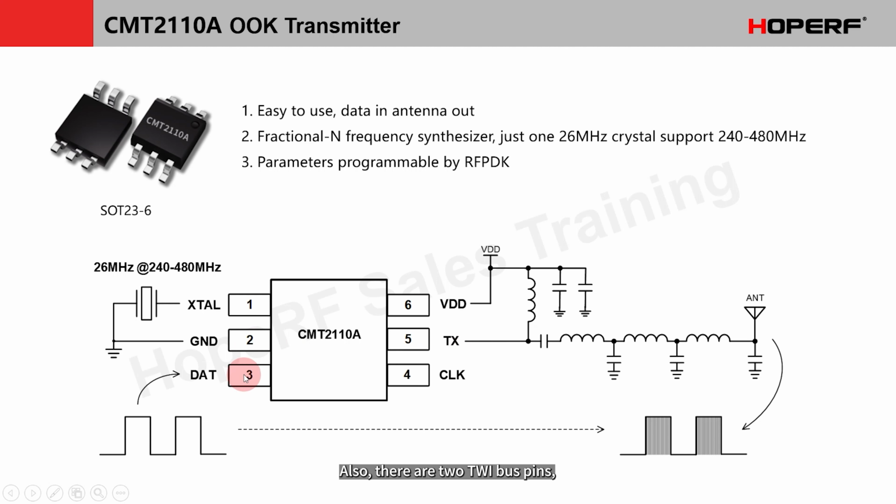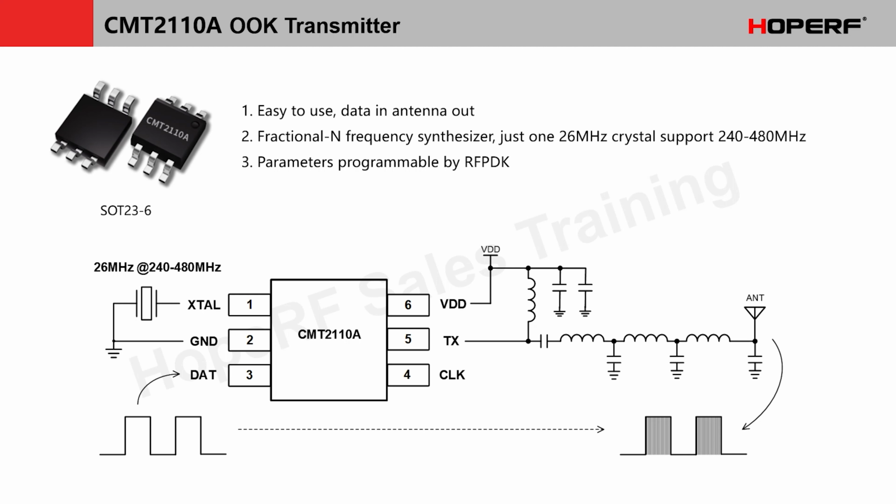Also, there are 2 TWI bus pins, among which the data pin also serves as the data input pin for transmission. When CMT2110A is in working mode, the baseband data stream enters through the data pin, and can be modulated and transmitted internally by the chip. The baseband data stream can come from an external controller, or from an external encoding chip. It's an extremely simple usage model. Data in, antenna out.